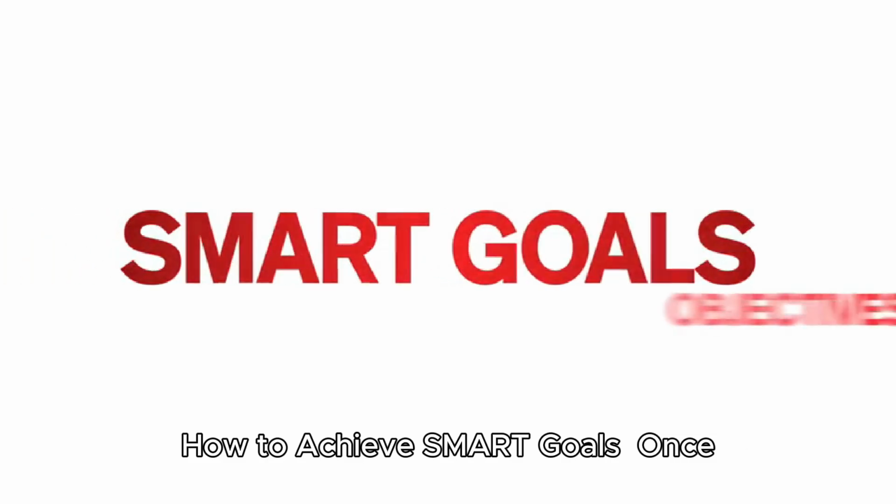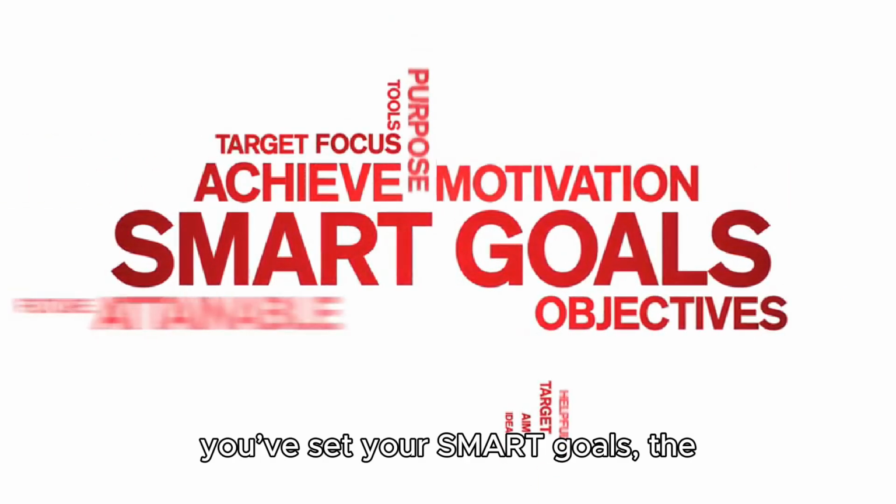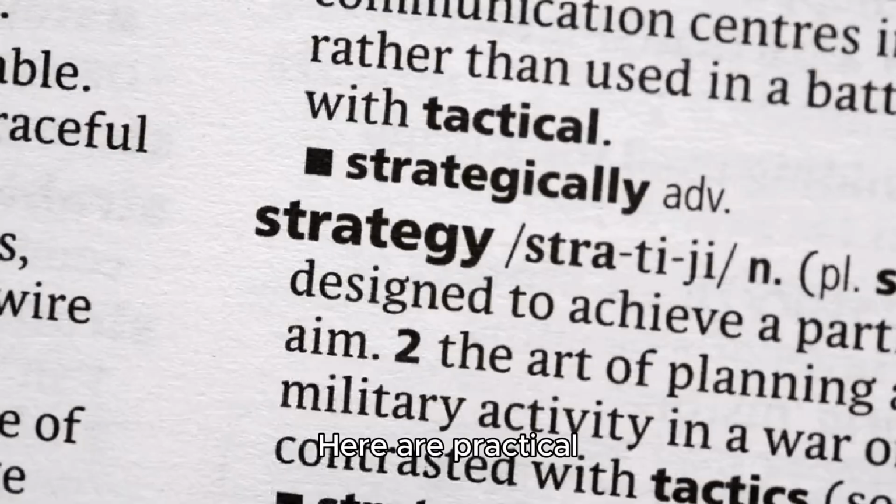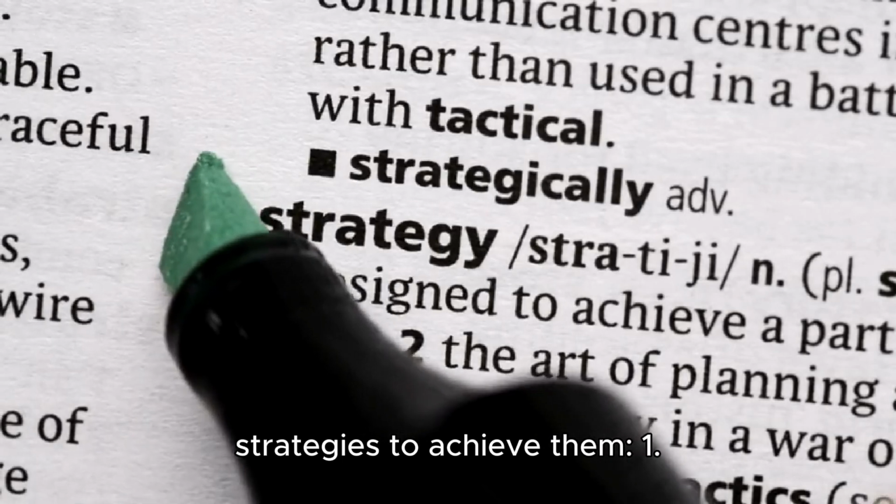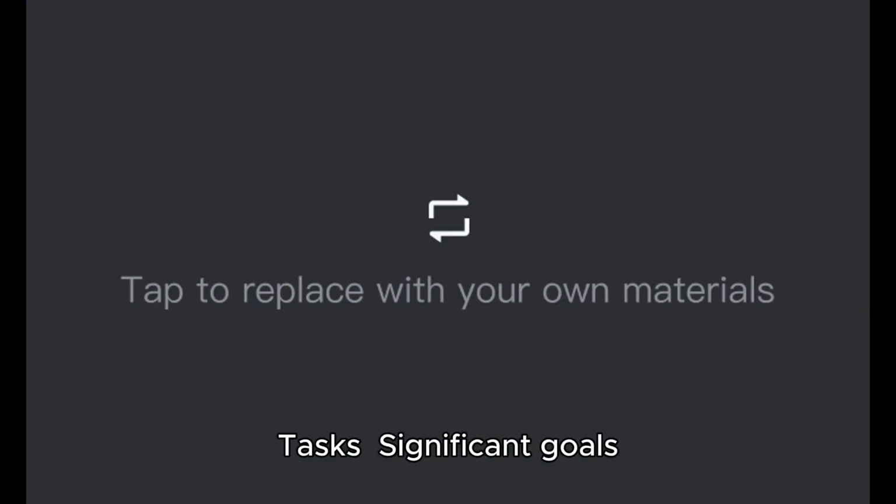3. How to achieve SMART goals. Since you've set your SMART goals, the next step is taking action. Here are practical strategies to achieve them. 1. Break goals into smaller tasks. Significant goals can feel overwhelming. Divide your goal into smaller, actionable tasks with specific deadlines.